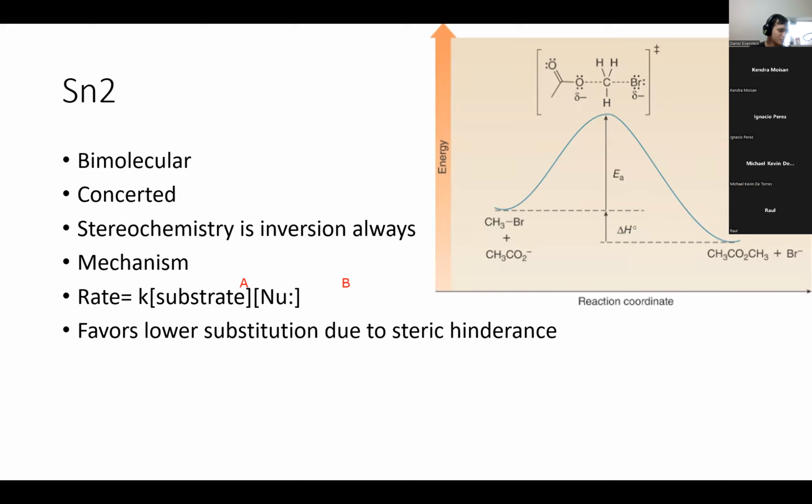For stereochemistry, it is going to result in inversion of stereochemistry. Always. So if I start with S, I end with R. And that only applies to the carbon that you are reacting on. If I have another chiral center somewhere else, it's not going to be impacted.